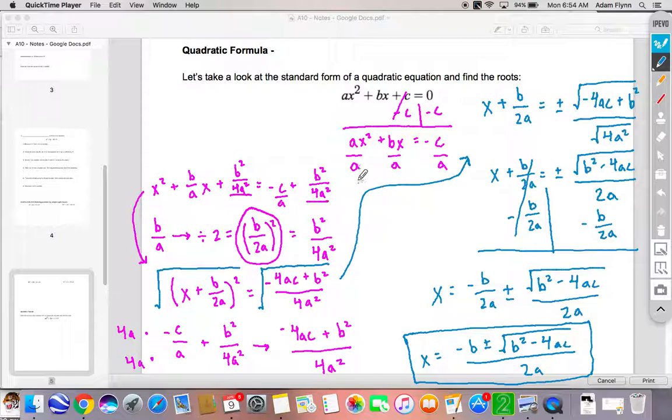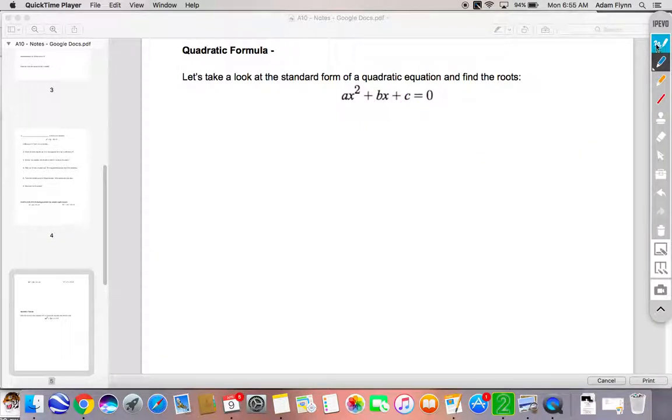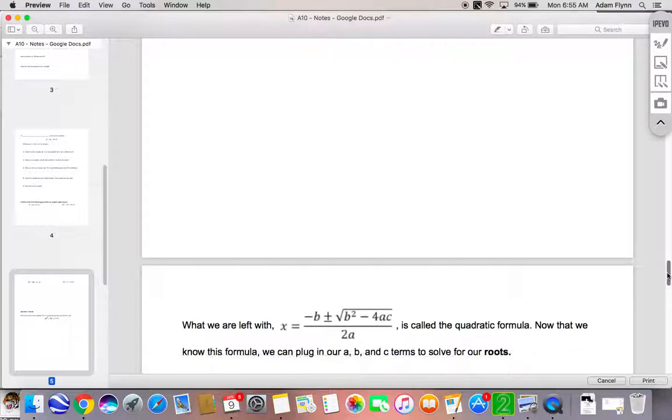Okay, so by completing the square of the standard form of a quadratic equation, so finding the roots, we come up with this formula: x equals negative b plus or minus the square root of b squared minus 4ac all over 2a. Pause the video if you need more time. So what we are left with is called the quadratic formula. Now that we know this formula, as long as we can identify what a, b, and c are, we can plug them into this formula and solve for our roots. At this time, you may go to the example video for A10, the quadratic formula.